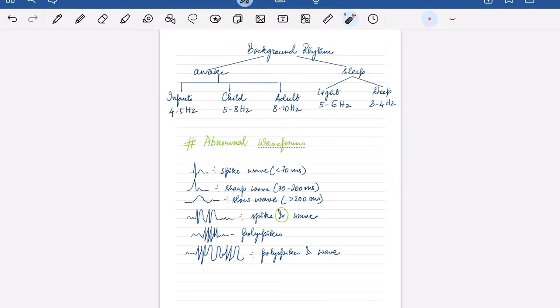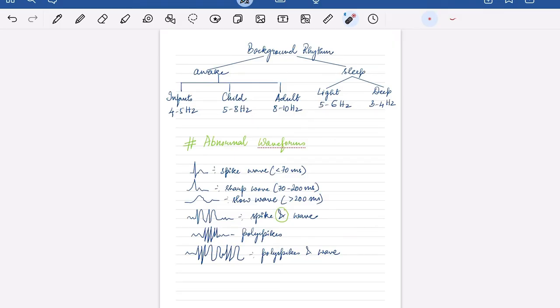Now let's move on to what is background rhythm. Background rhythm is basically when an EEG is done, even in case of seizure disorder patients, there is a background rhythm, posterior dominant rhythm that goes on. In case of an awake person, it varies as per age. That is, in case of infants, it is 4 to 5 Hertz. In a child, 5 to 8 Hertz. And in adult, 8 to 10 Hertz.